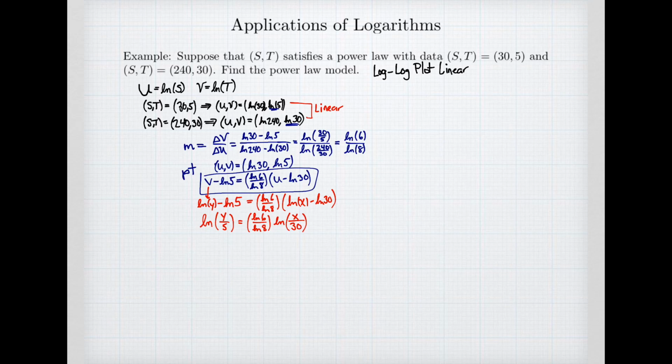And finally, I want to point out that I've got a logarithm times a number, and so we can use the power rule. The number becomes the power. The natural log of t over 30 is now the logarithm of my base, which is s over 5, raised to a power, which is the natural log of 8 over the natural log of 6.